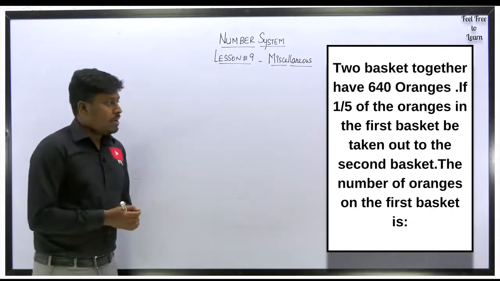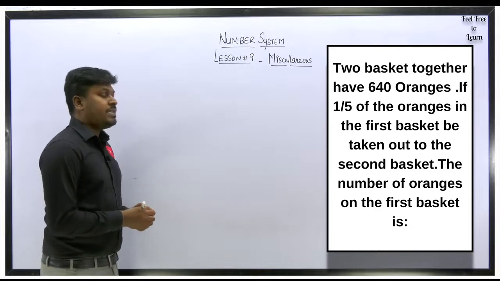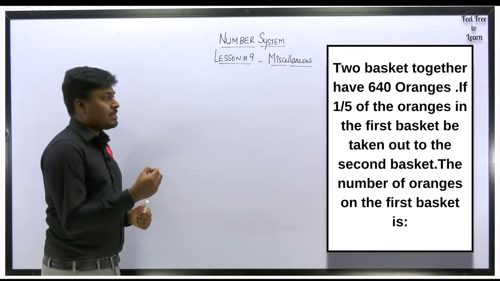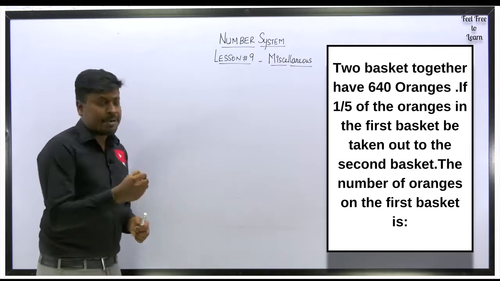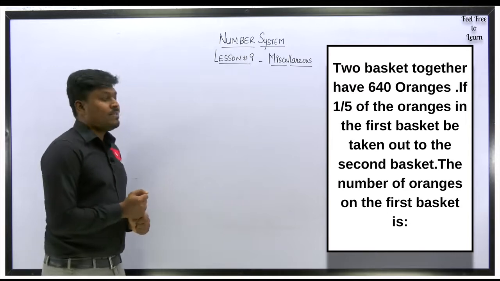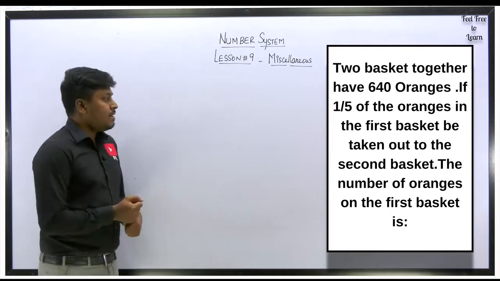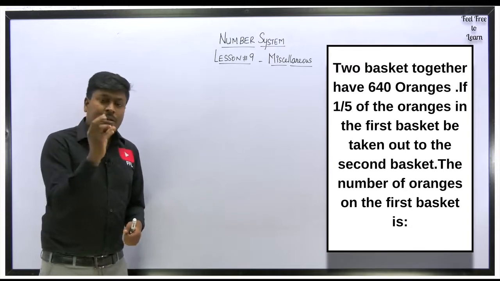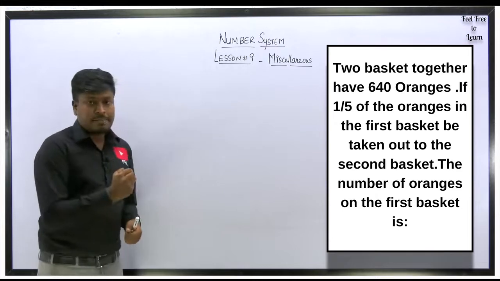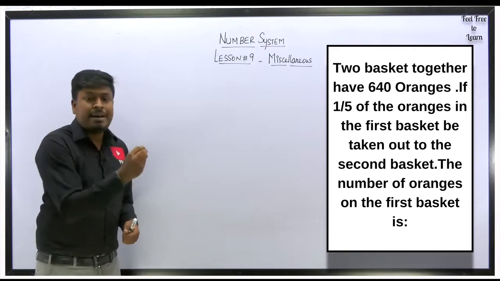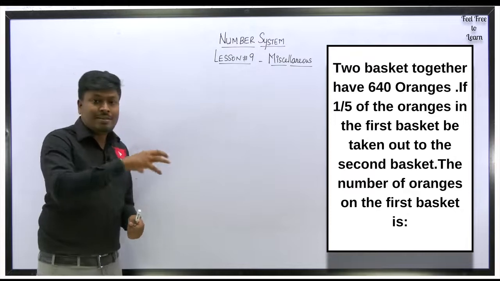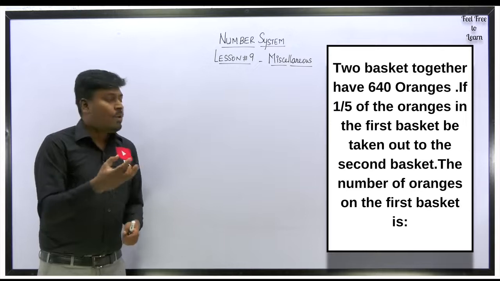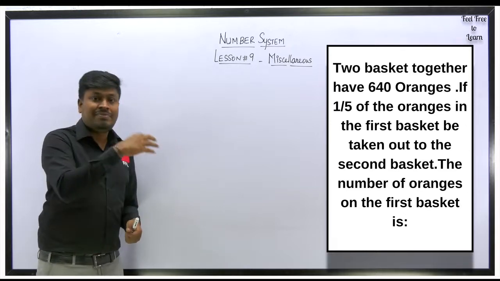Question number 4. Two baskets together have 640 oranges. If 1 by 5 of the oranges in the first basket are taken out to the second basket, the number of oranges in the first basket is? So friends, listen here. What they are saying is that totally we have 2 baskets, and the total number of oranges is 640. Now what they are doing is from the first basket, 1 by 5 of the oranges has been taken out and added to the second basket. Our target is to find the total number of oranges in the first basket.